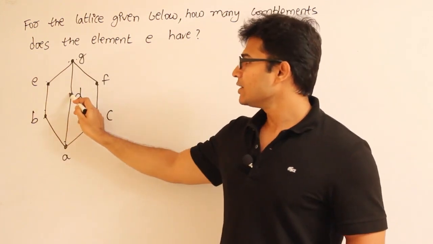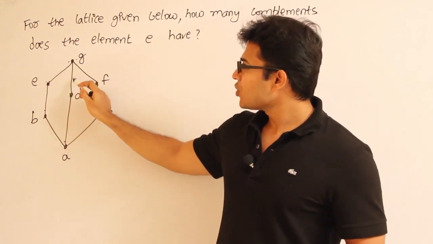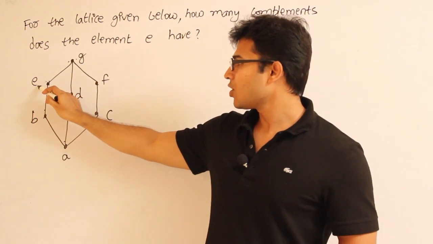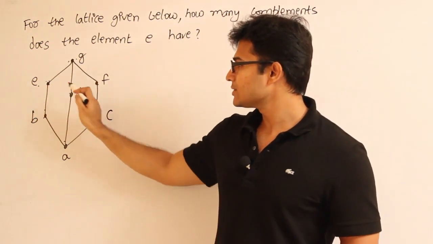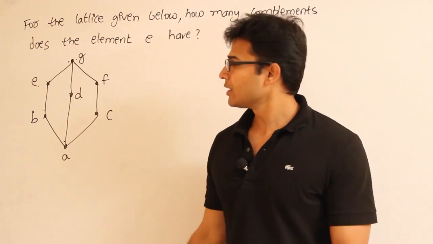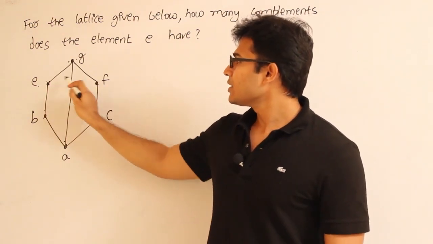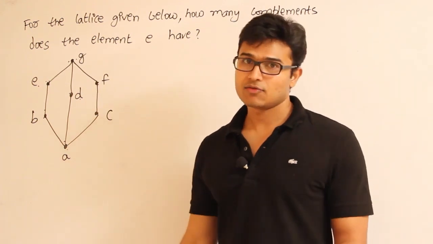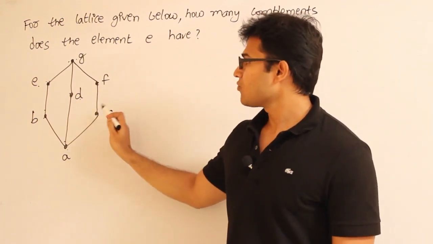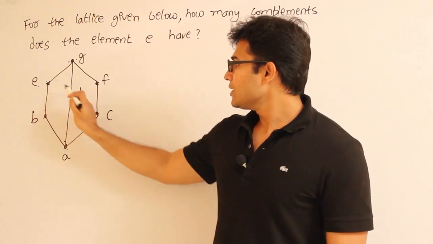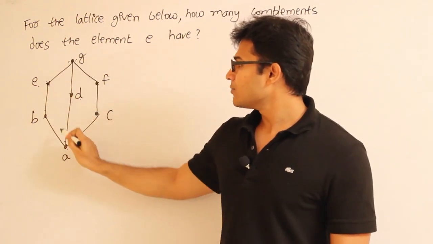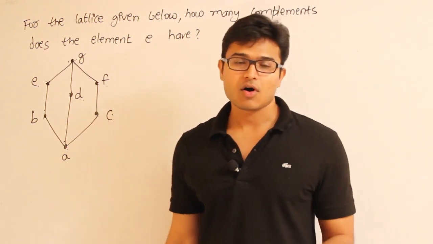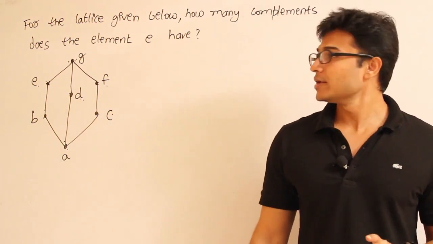Now look at E and D. E and D, they are joining at G and they are meeting at A. Therefore, one of the complements for E is D. D is a complement. And what about F? E and F, they are joining at G and they are meeting at A. Yes, therefore F is also a complement. And what about E and C? E and C, they are joining at G and meeting at A. Therefore, D, F and C, all these three are complements of E.